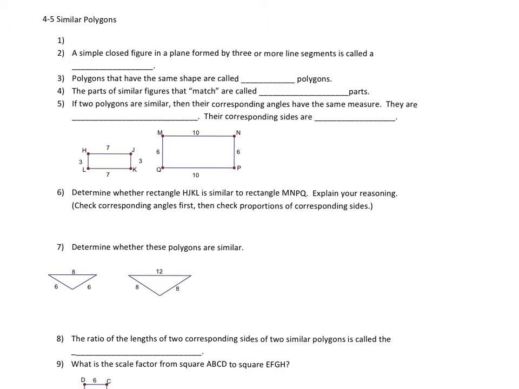Okay, we're going to work on this 4-5 part of the packet here, but we're going to start with number 2. The first one says a simple closed figure in a plane formed by 3 or more line segments. So here's actually an example of 3 being connected.